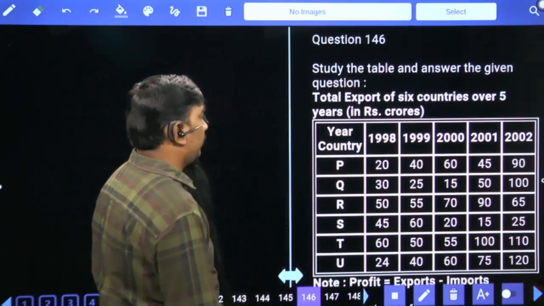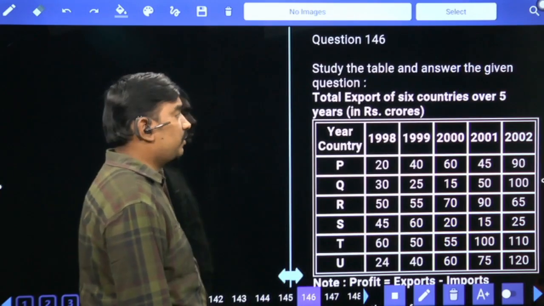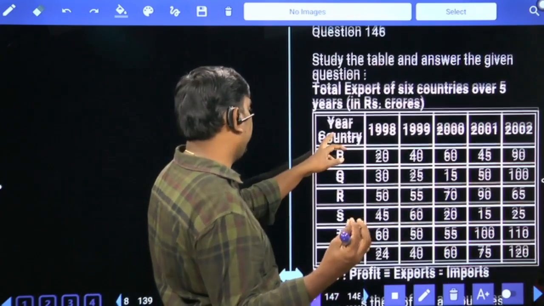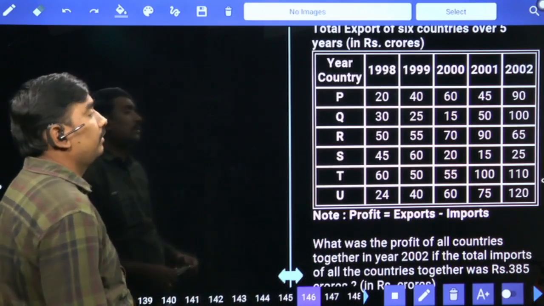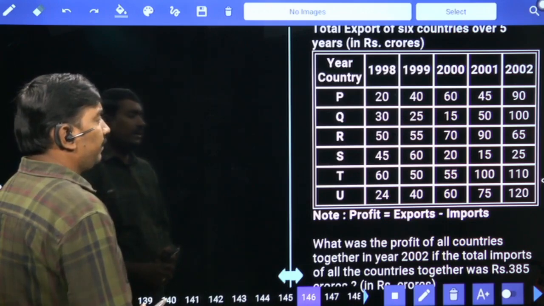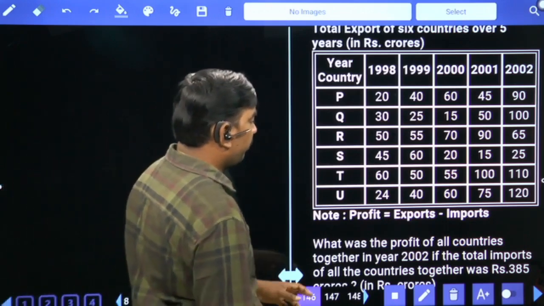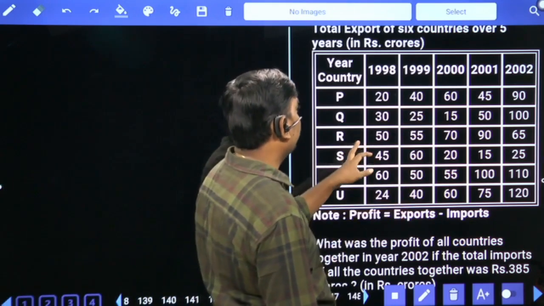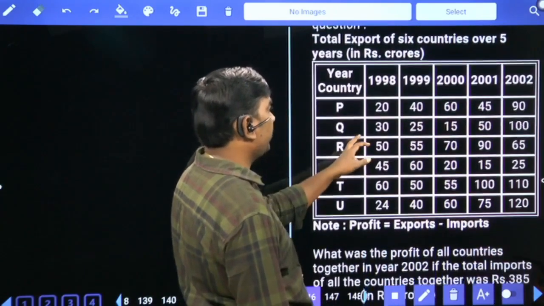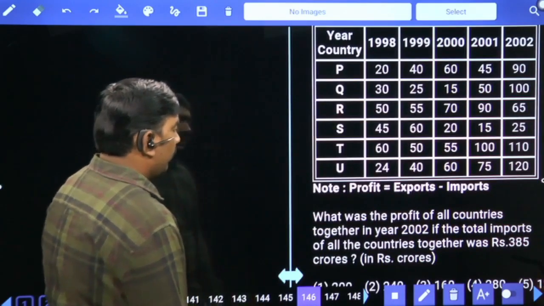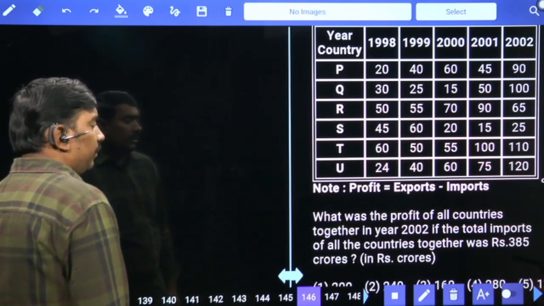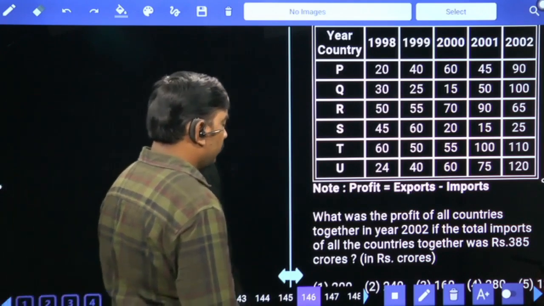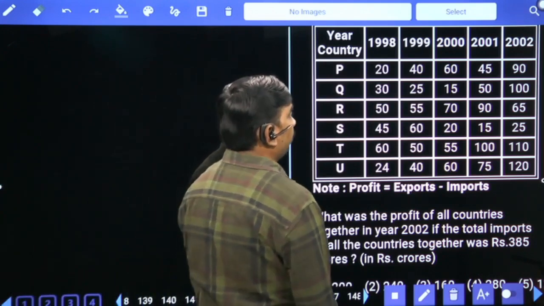Study the table and answer the given question. Total exports of 6 countries over 5 years. Exports of 6 countries PQRSTU. 5 years are 98 to 2002. Profit equals export minus import, but here only exports are given. What was the profit of all countries together in 2002, if the total imports of all the countries was 385 crores? 2002.